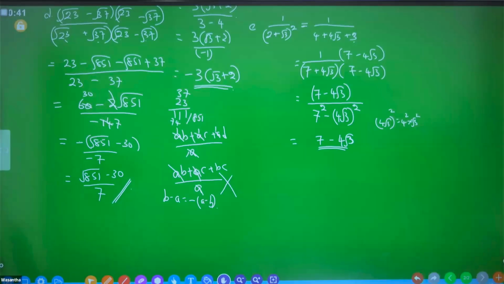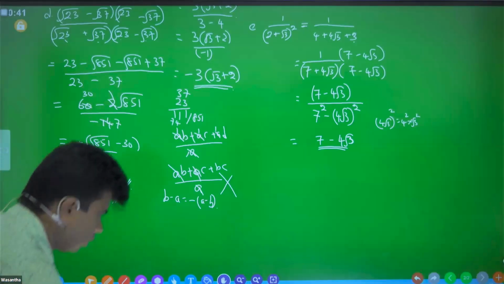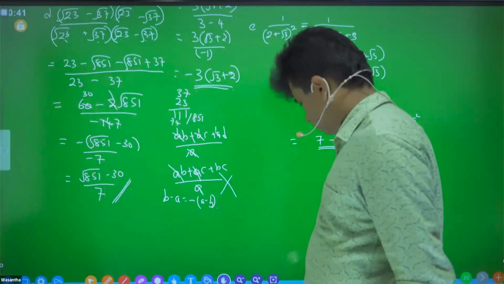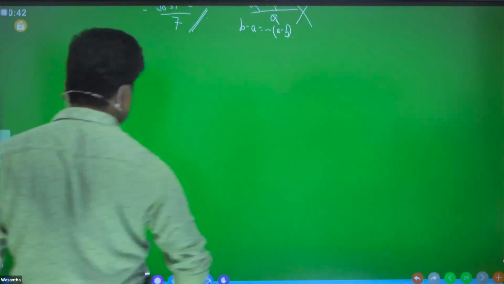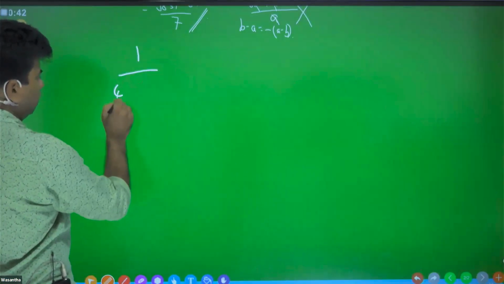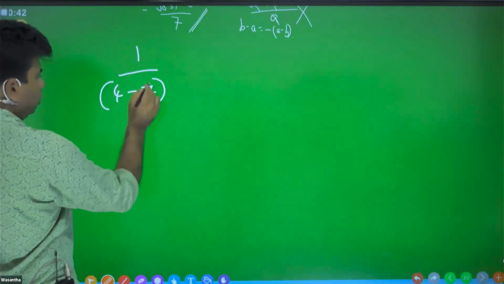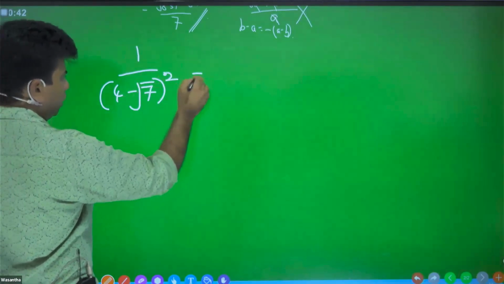Okay, then the last one. How is it? Hard? 1 over 4 minus root 7, whole thing squared.